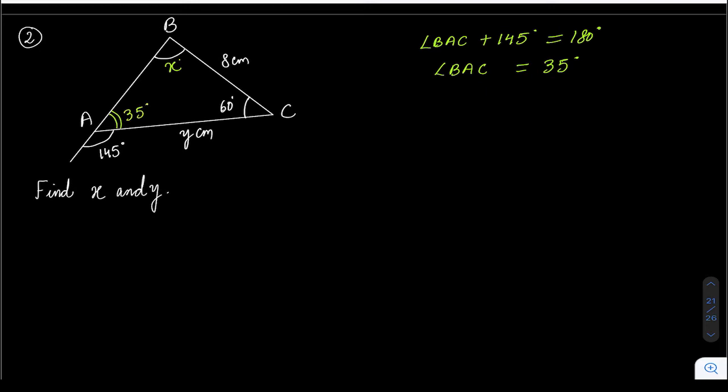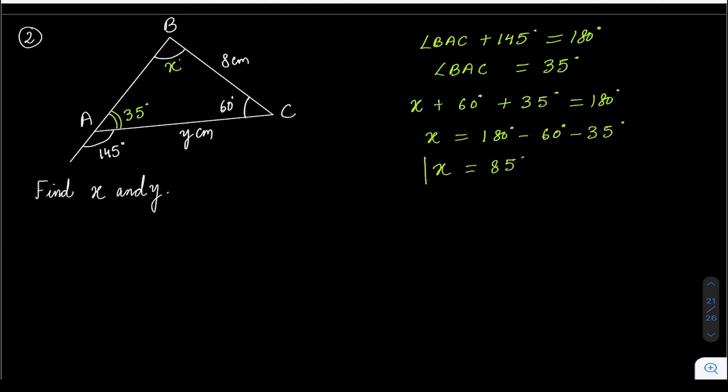Okay, so now we know angle A also. So we know angle A, angle C. We need angle B, that is x. So obviously in a triangle, we know the sum of all the internal angles is 180. So from this, I can find my x value also. So my x value is nothing but 180 degrees minus 60 degrees minus 35 degrees. So x will come out to be, we can use our calculator or you can solve orally also, 85 degrees.